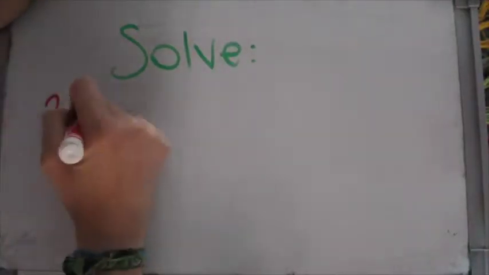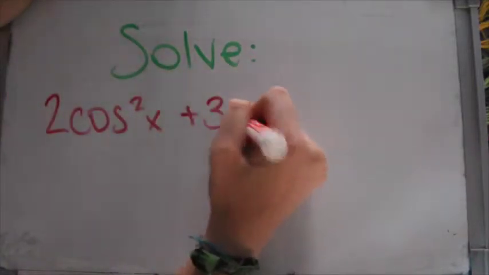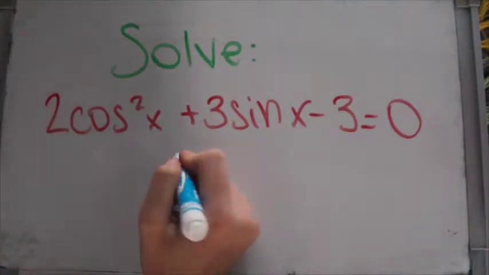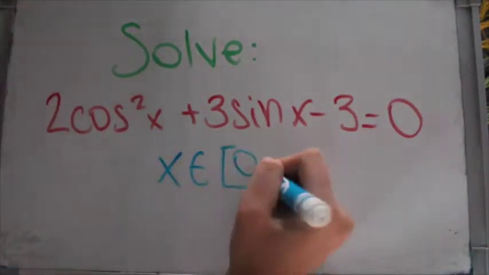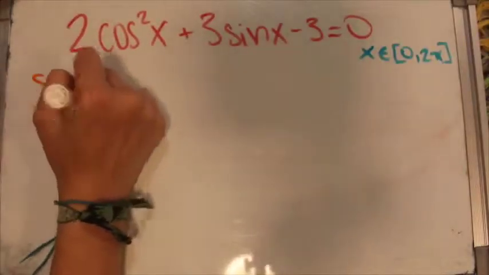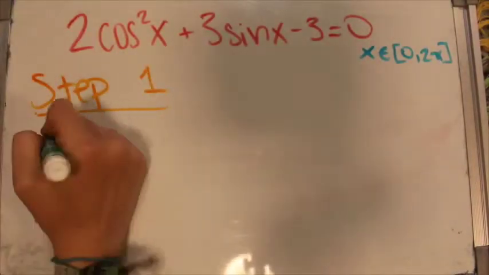Today we're going to be solving 2 cosine squared x plus 3 sine x minus 3 is equal to 0. Our domain is x has to be between 0 and 2 pi. So let's get started. Our first step is to figure out what we can do.